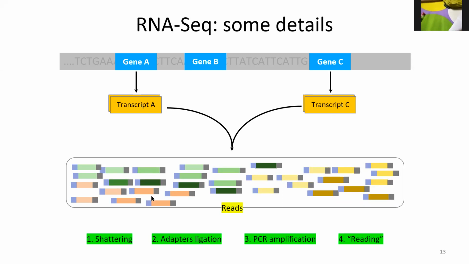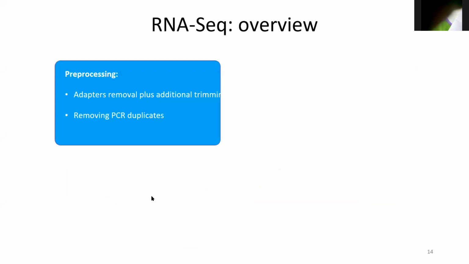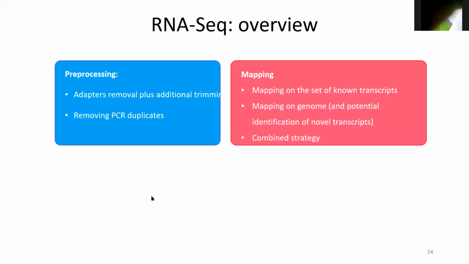We actually read the sequences. So we add the adapters, identify the beginning and the end of the fragment, and then we do a PCR amplification, so you have enough quantity of reads at the end of the day. So shattering, adapters ligation, PCR amplification, and reading. Therefore, since we do this adapters ligation and PCR amplification, we start with pre-processing. What is pre-processing? In pre-processing, we remove the adapters and the PCR duplicates, and do statistical analysis of typical coverage, so that we remove the exact replicates which look suspicious and eliminate them accordingly.